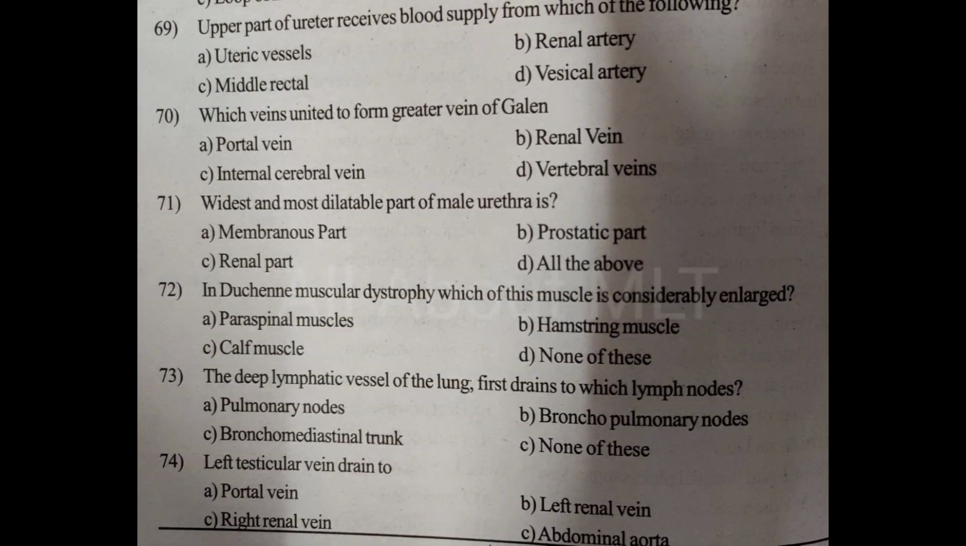The deep lymphatic vessel of the lung first drains to which lymph nodes? Option A, pulmonary nodes. Option B, bronchopulmonary nodes. Option C, bronchomediastinal trunk. Option D, none of these. Answer is option A, pulmonary nodes.